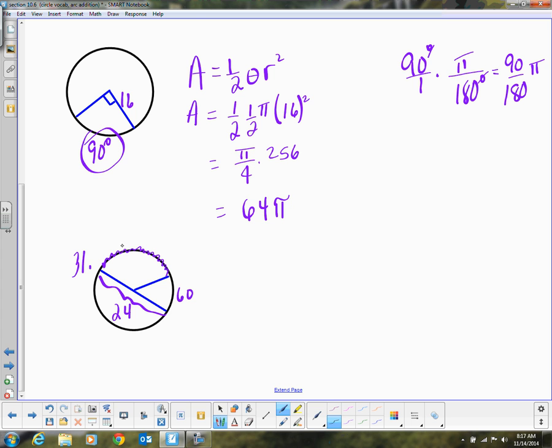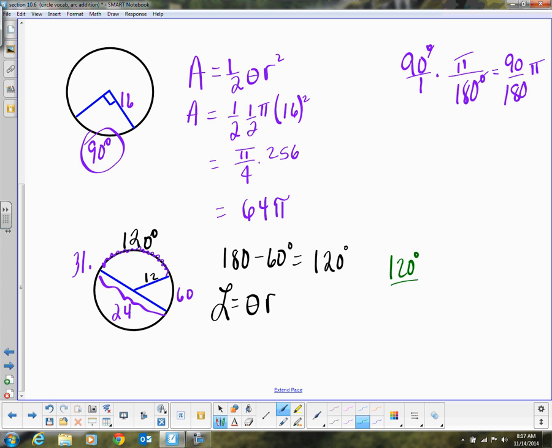How do I get the measure of this arc? It's going to be 180 minus 60, and I'm going to need to see this work on tonight's homework because that's about all the work you're going to have, and that's going to be 120 degrees. So this is 120 degrees. What's my radius? 12. So with that, this is arc length. That means L is equal to theta times R. Is my theta in the correct form? Yes.